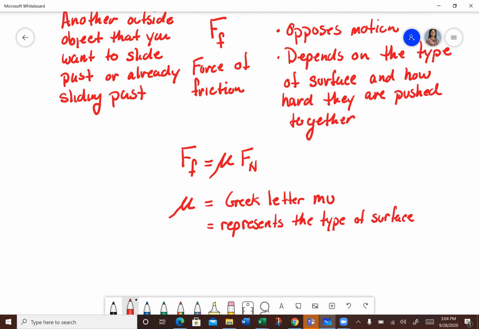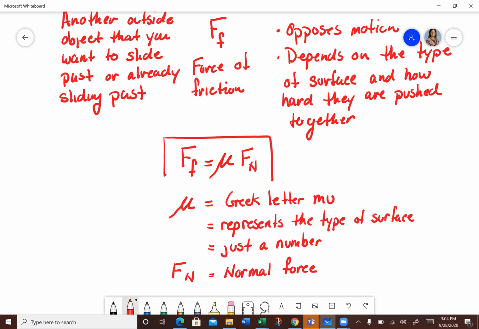It is just a number. That number will change depending on the surface. Of course, the higher the number, the more friction there is. We already said what the Fn is, and that is the normal force. Okay. So those are the equations. This is your equation to find the force of friction.